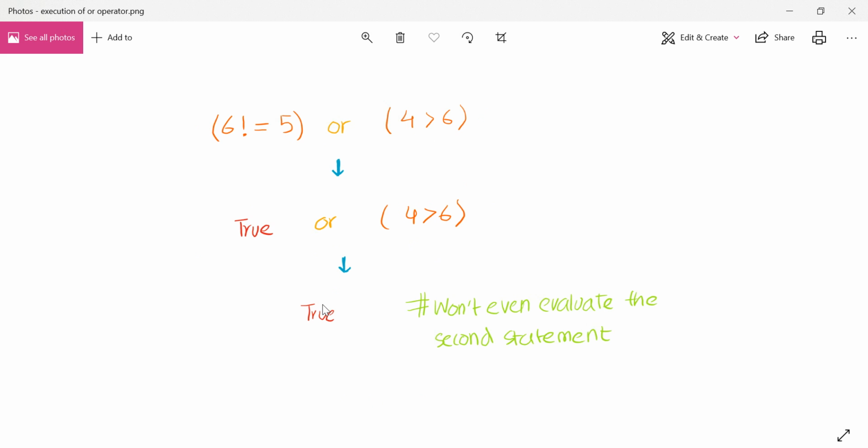This is how the evaluation of the OR operator takes place. So if I have 6 is not equal to 5 or 4 is greater than 6, right? If we think logically, 6 is not equal to 5 is the true statement, right? The computer would evaluate it, or 4 is greater than 6. Even if it is the wrong answer, the Python interpreter would not even look at this expression. If it knows that one of the expressions is right, then the whole answer is going to be right.